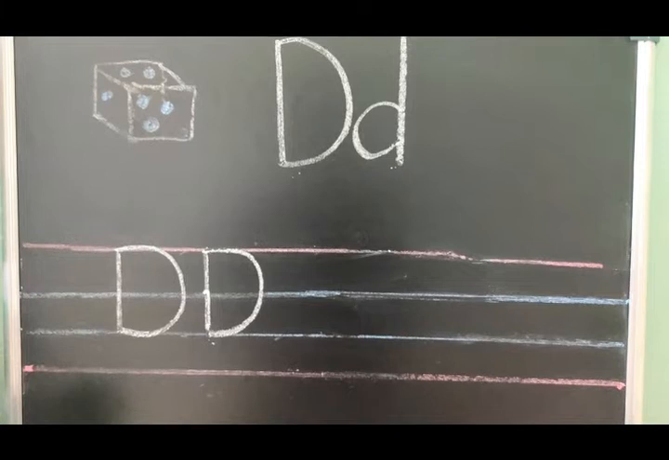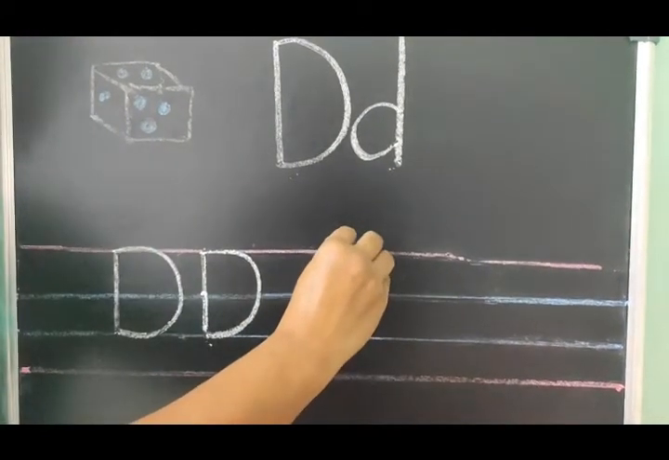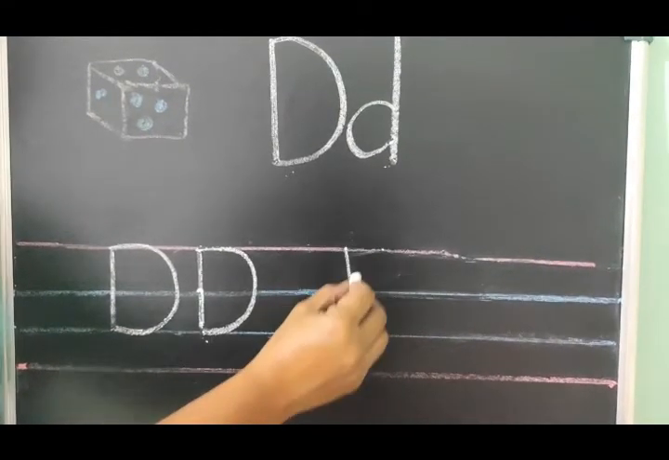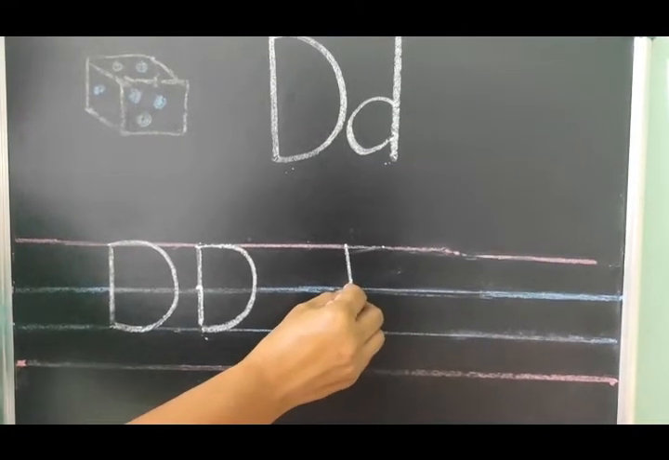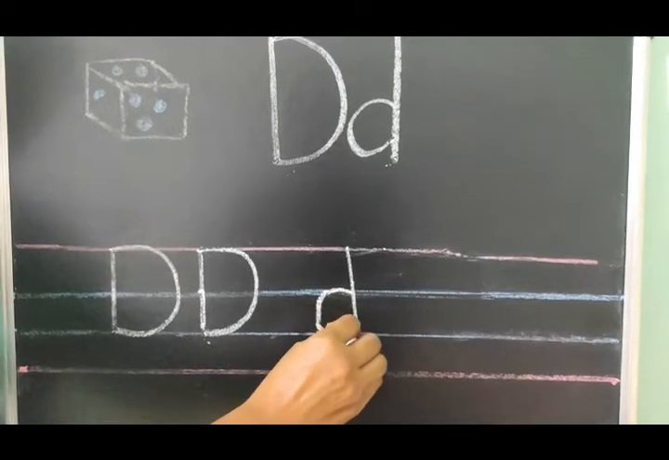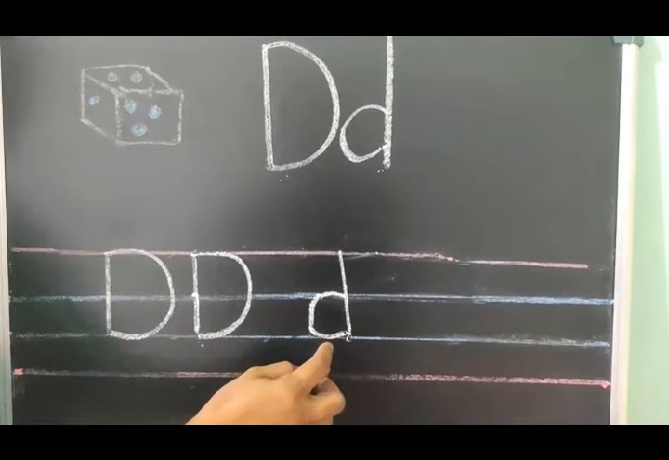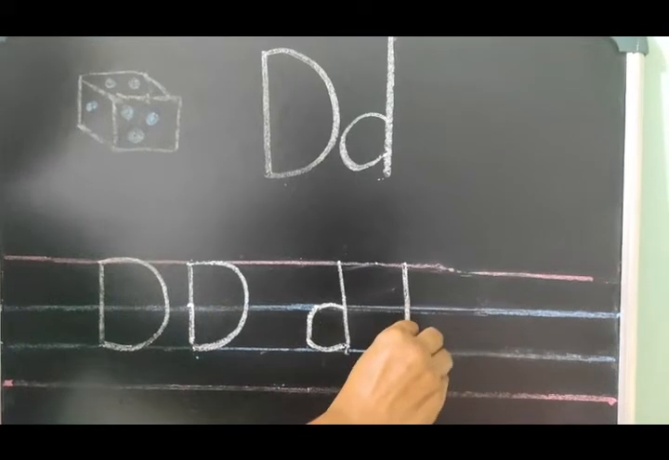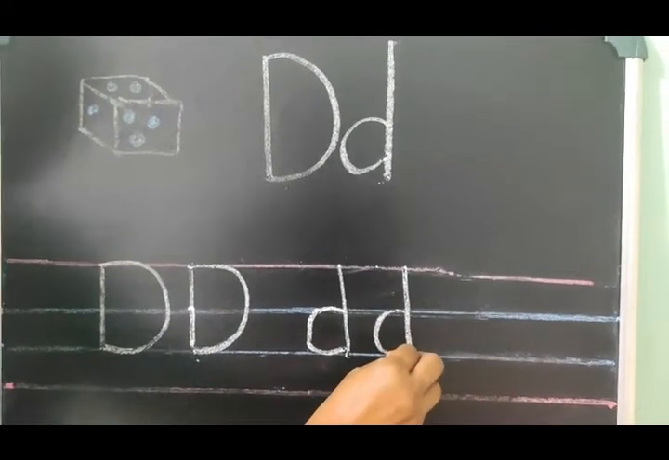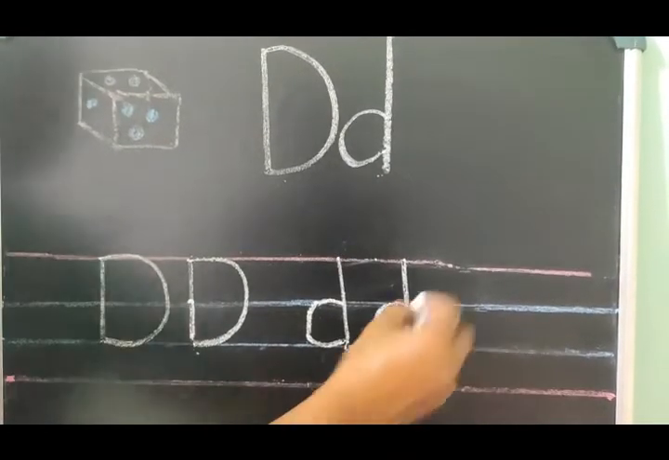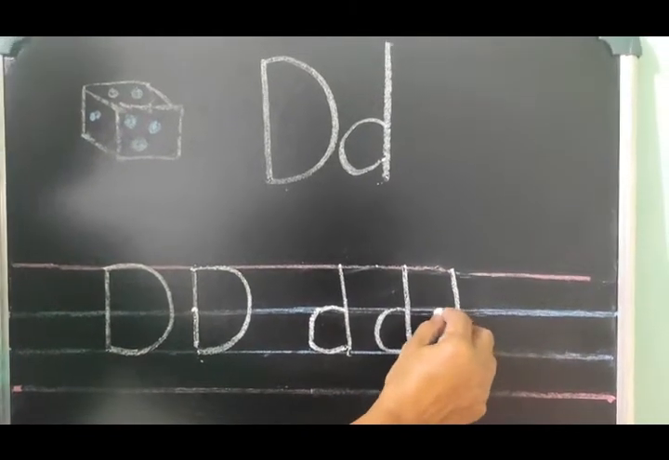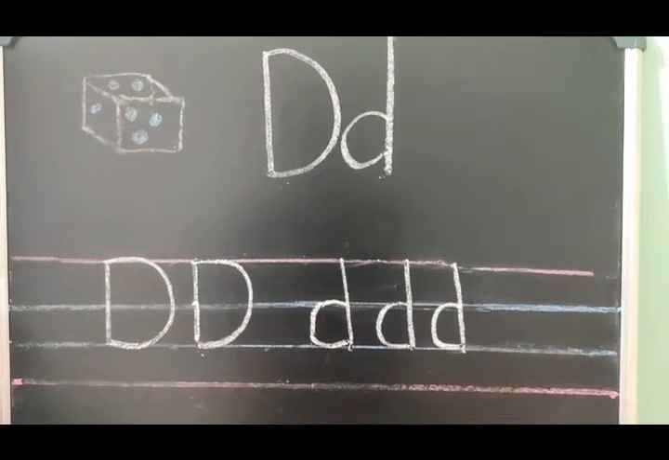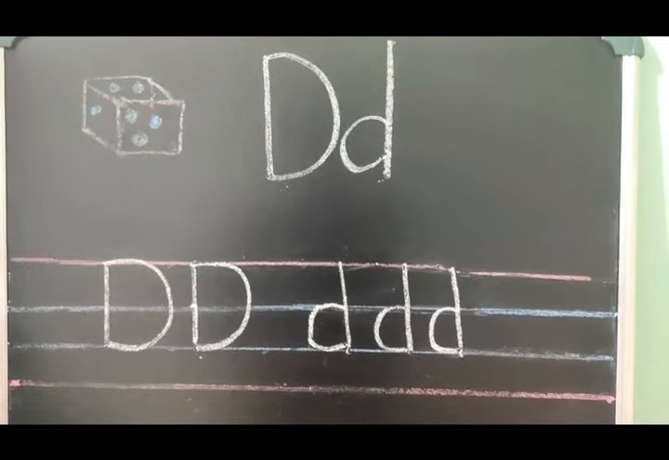Now we will see how will you write small letter D. Standing line, you have to draw from pink line to blue line and from the blue line to the blue line, you have to make a small curve like how you wrote letter C. This makes small letter D. Standing line and a curve. This makes letter D. So children, you have to practice writing letter D in your English notebook.